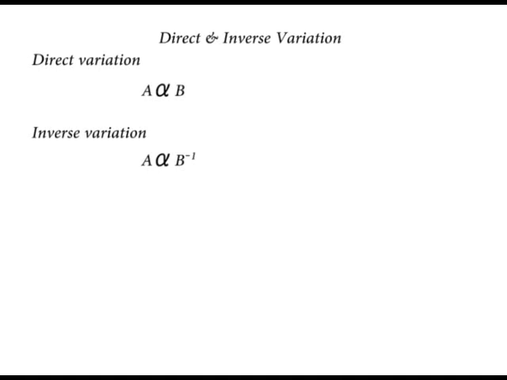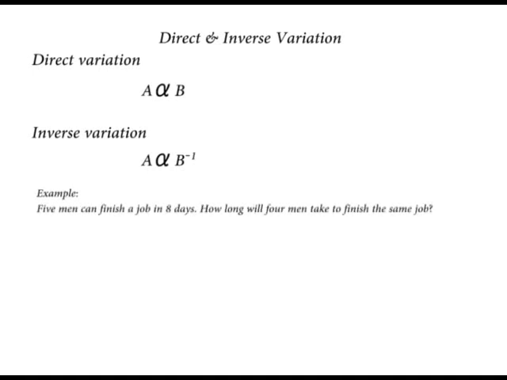Let's take an example. 5 men can finish a job in 8 days. How long will it take 4 men to finish the same job? We have two methods for working this one out: the unitary method and the ratio method. The unitary method involves step-by-step computations.